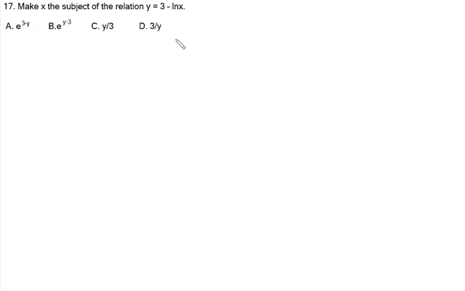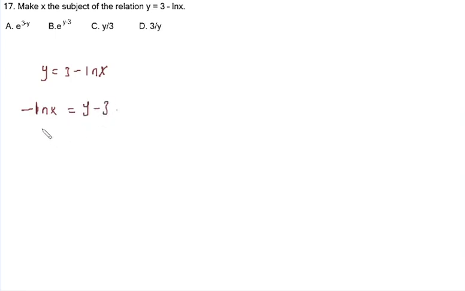For question 17, we are asked to make x the subject of formula of the relation y is equal to 3 minus ln x. So our given function is y is equal to 3 minus ln x. To make x subject of formula, we can move 3 over to the other side. So this becomes minus ln x is equal to y minus 3.